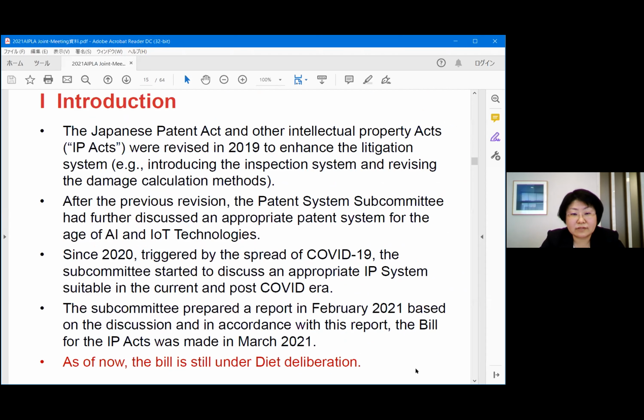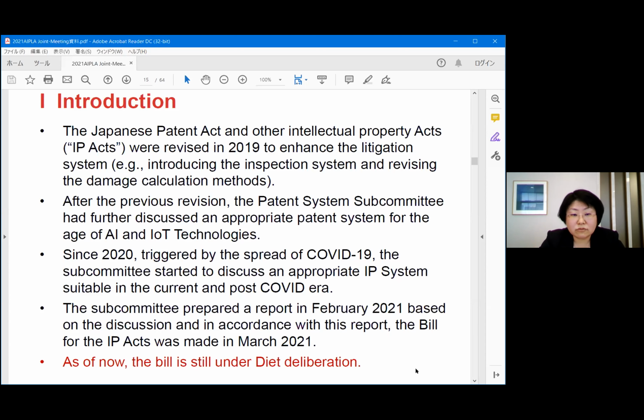After the previous revision, the Patent System Subcommittee further discussed an appropriate patent system for the age of AI and IoT technologies. By the way, this Patent System Subcommittee is a government committee that discusses how to revise the Patent Act.